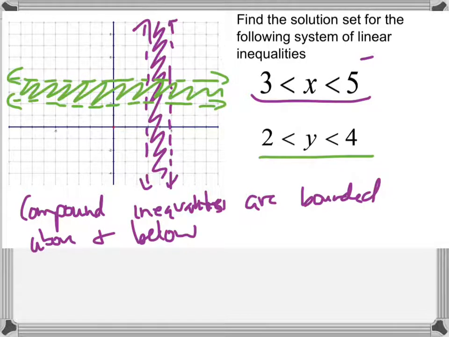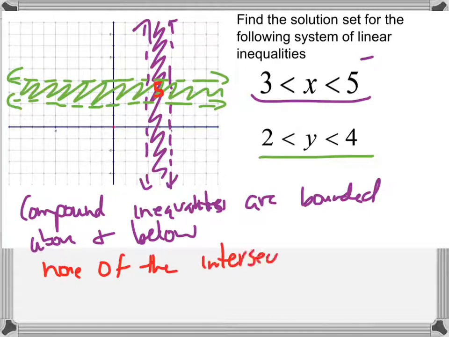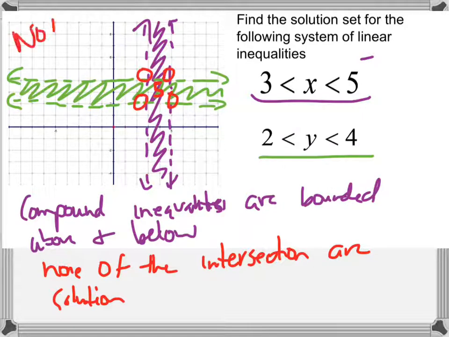Okay, so this little tiny place right here, this is your solution. And none of the intersection points are a solution, because all of them are intersections of two dashed lines. So these points right here are not solutions.